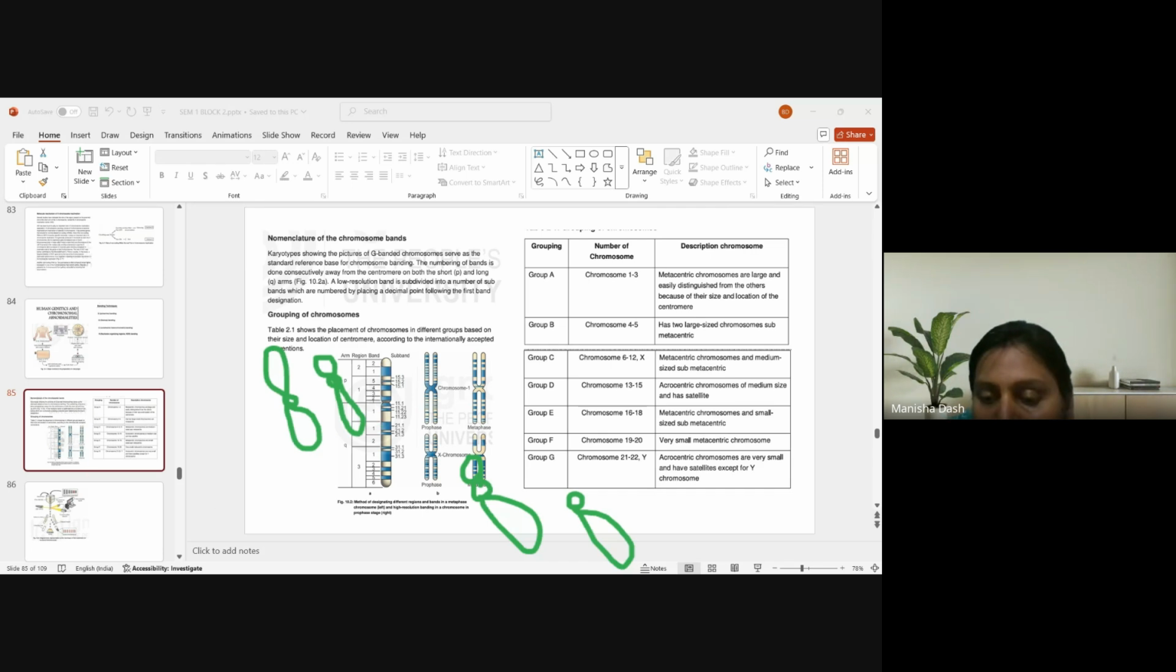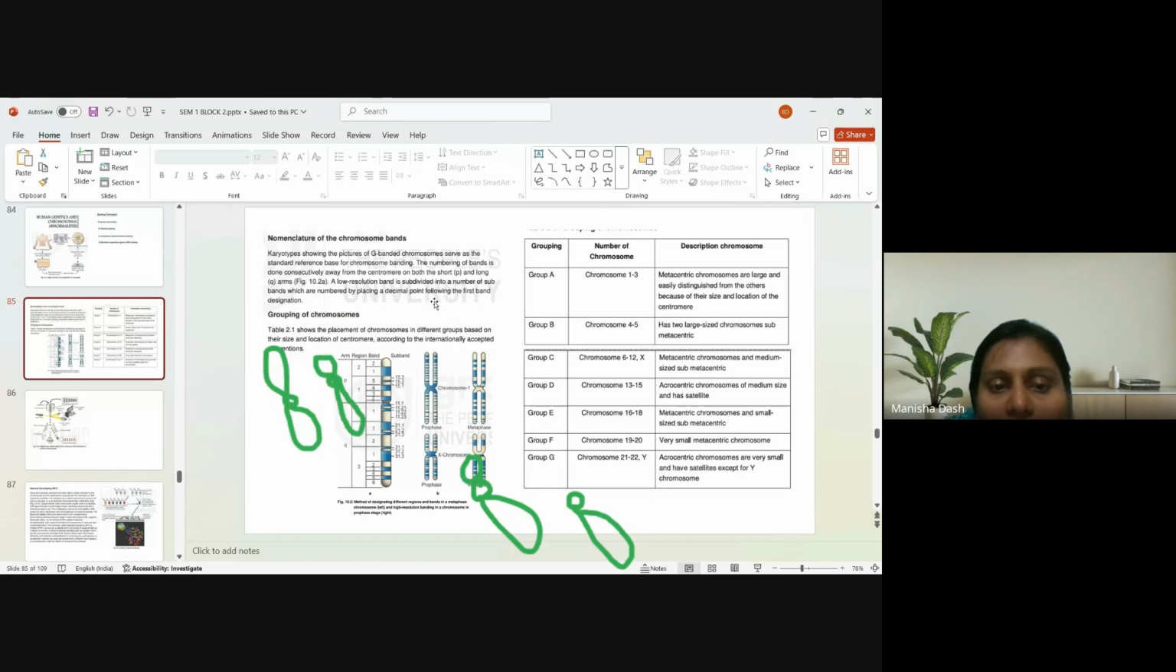This is the nomenclature that is given. As you can see, the arms are given as P and Q. The short arm is P and the long arm is Q. Within that you have specific banding regions like 1, 2, and 3, and within each region you have sub-bands. So whether there has been any insertion, deletion, or duplication can be easily identified by staining and by karyotyping.